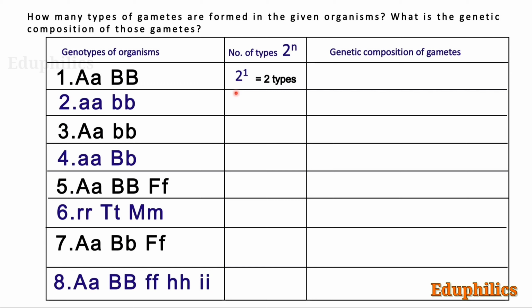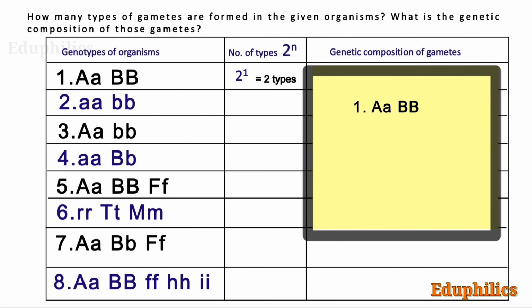Let's write the genetic composition of these gametes. This is one type of gamete formed from first pair of alleles capital A and from second pair of alleles capital B. And the second type of gamete is from the first pair of alleles small a and from second pair of alleles capital B. So two types of gametes are formed.